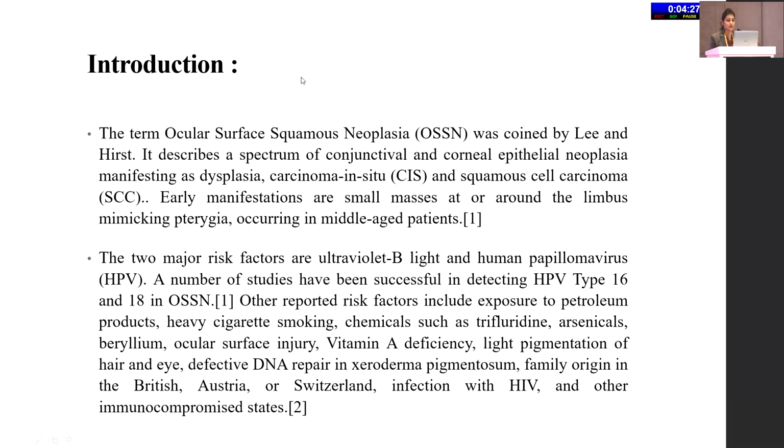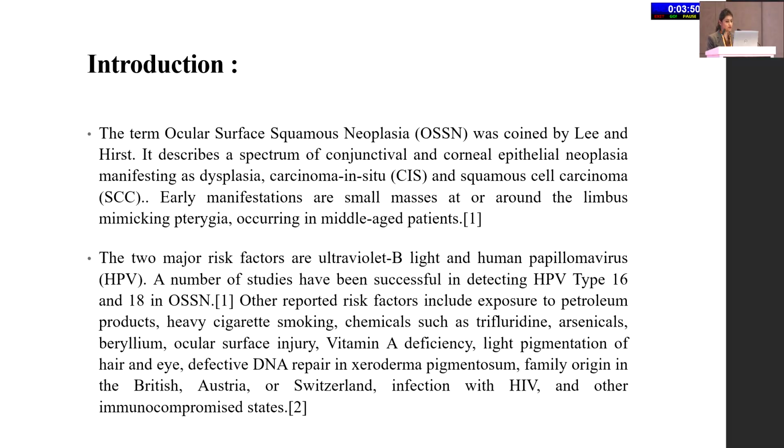Early manifestations are small masses at or around the limbus mimicking pterygium, occurring in middle-aged patients. The two major risk factors are ultraviolet B light and human papillomavirus. A number of studies have been successful in detecting HPV type 16 and 18 in ocular surface squamous neoplasia. Other reported risk factors include exposure to petroleum products, heavy cigarette smoking, chemicals like trifluridine, arsenicals, beryllium, ocular surface injury, vitamin A deficiency, light pigmentation of hair and eye, and defective DNA repair in xeroderma pigmentosum.